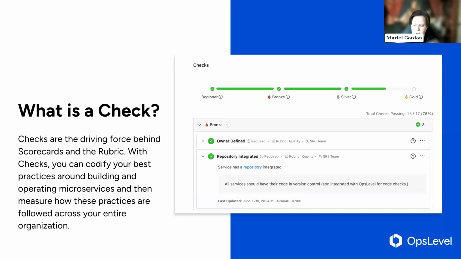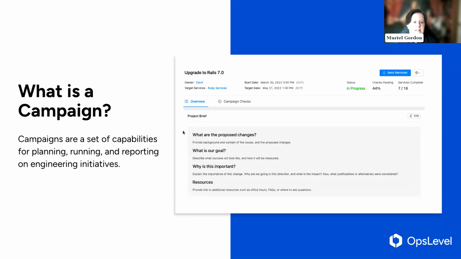Second definition was scorecards. Third definition is checks. So if we're using that wall metaphor, checks are the bricks that make up the wall. So checks are the driving force behind scorecards and the rubric. And with checks, you can codify your best practices around building and operating microservices, and then measure how these practices are followed across your entire organization. So this is just a way to figure out, how are our services actually doing in terms of the standards we've set.